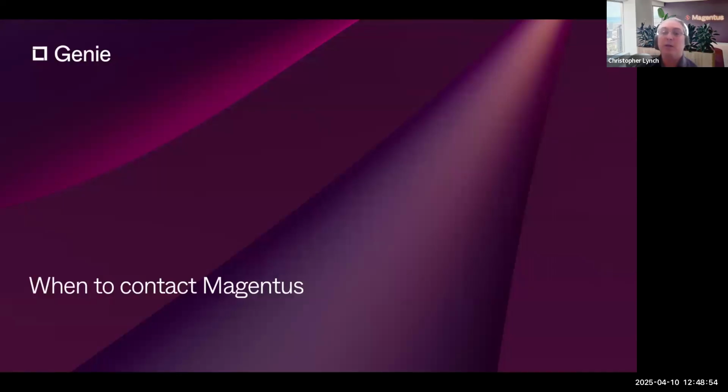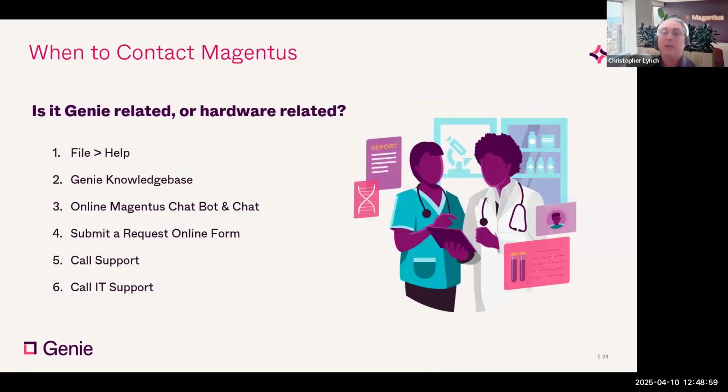The next topic we will look at is when to contact Magentis. Sometimes you may be unsure whether to contact Magentis support or your IT technicians for assistance. One useful question to ask yourself is whether the issue is Genie related or hardware related. There are multiple ways that you can reach out for support, including via the Genie client, searching the online Genie knowledge base, initiating a Magentis chat, contacting us via the submit a request form, calling support directly during business hours, or contacting your IT technician for general IT support.